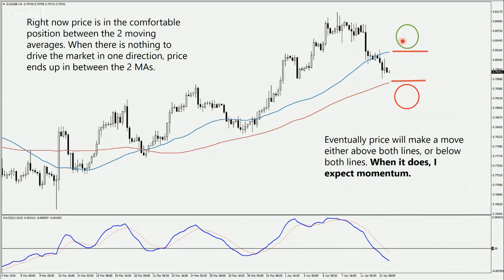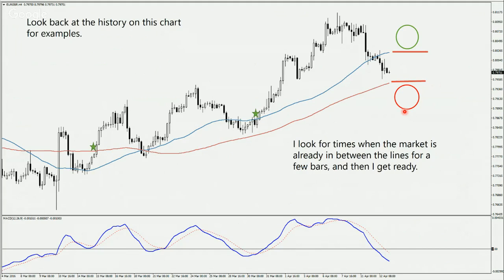If it moves above both lines, I expect to see momentum going up. And if it moves below both lines, I expect to see momentum going down. This is really a very simple strategy that you can apply to your charts immediately. If you look back in the history on this chart, you can find examples where price was in between the two lines, and when it made a decision to move outside and stay on one side of both moving averages, there was momentum taking it in the upward direction.